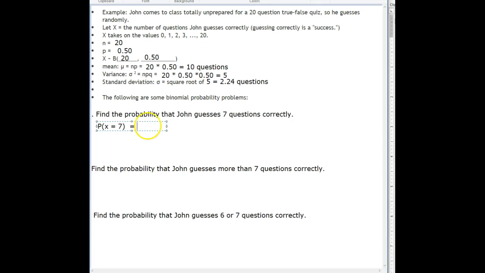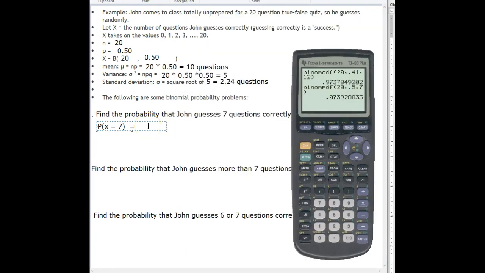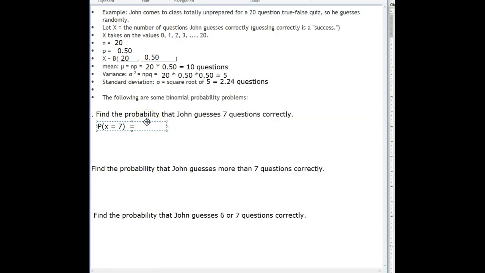So the probability, if you didn't catch it, is 0.0739, which is 7.39%. So the probability that John guesses exactly 7 questions correctly is 7.39%.